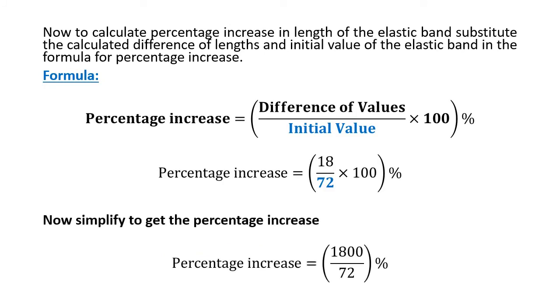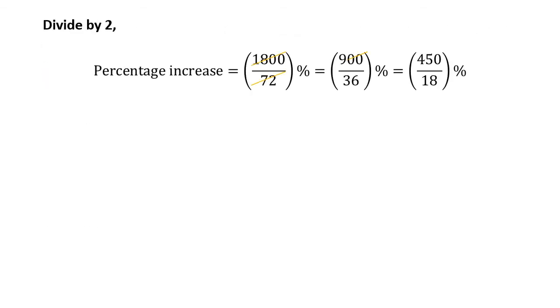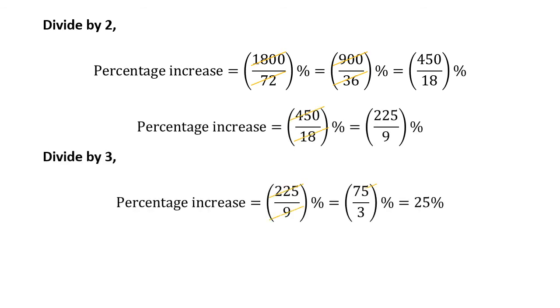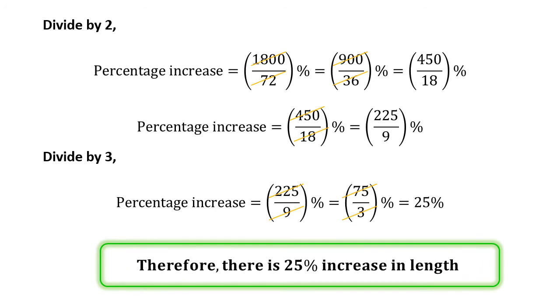Now to calculate the percentage increase in length of the elastic band, substitute the calculated difference of lengths and the initial value of the elastic band in the formula for percentage increase. Then simplify to get the percentage increase as shown in steps. After simplification we have 25%, therefore, there is a 25% increase in length of the elastic band after being stretched.